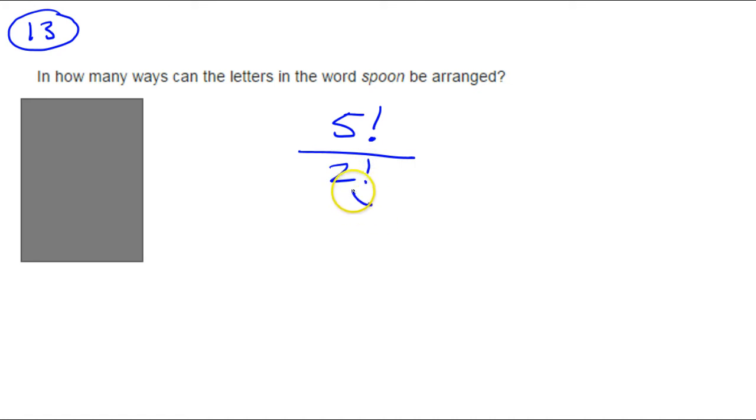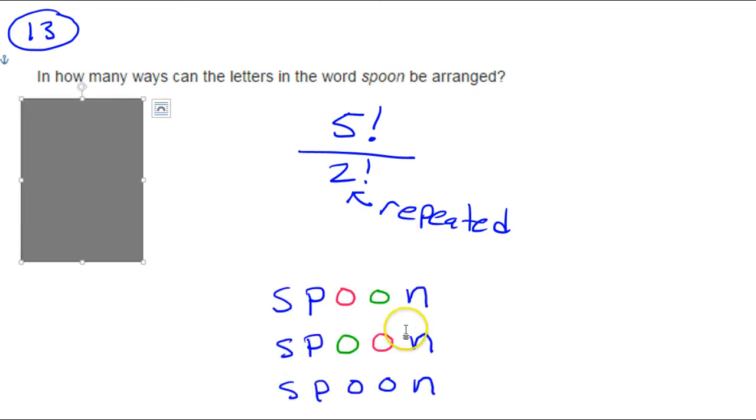This 2 factorial represents the repeated letter. If there were 3 repeated letters, then I would have put 3 factorial. This is a way of getting rid of the duplicates.